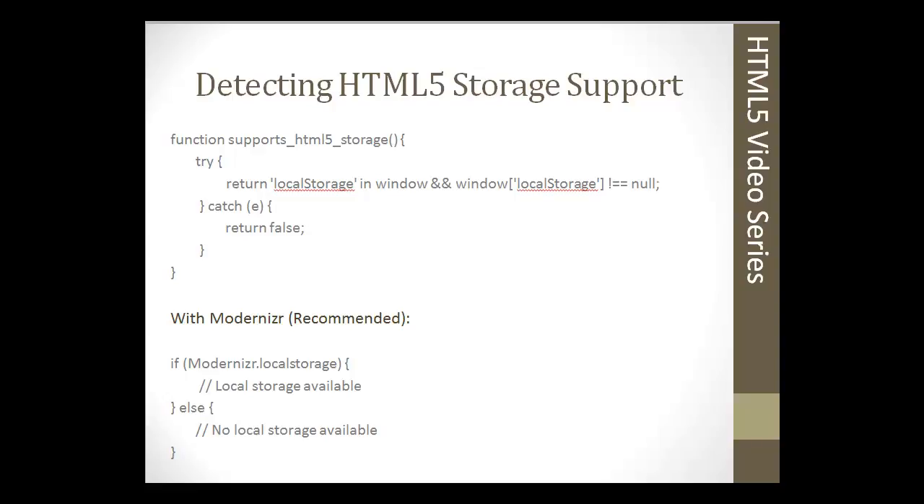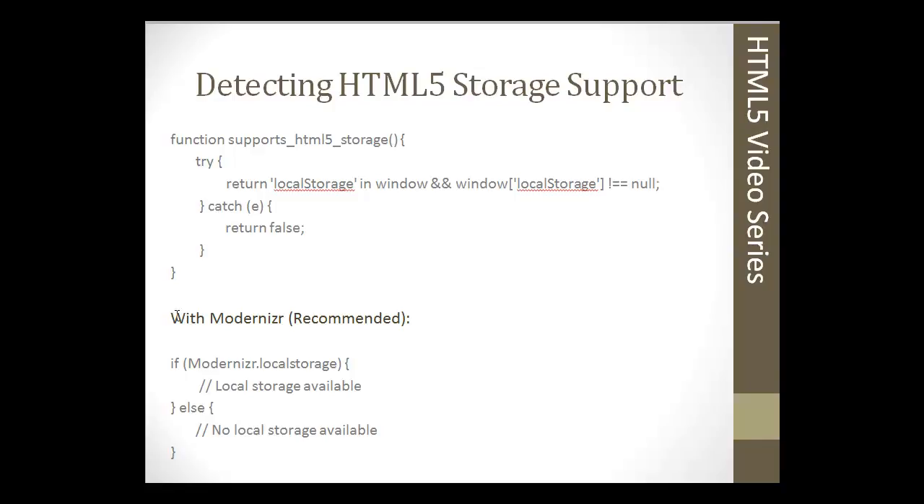And we can do this 2 ways. Well, there's more than 2 ways, but I have the 2 best ways here. One is to create this function, supportsHTML5Storage, and what it does is it tries to return localStorage, and if the window object and the localStorage property are null, then it returns false. And this is the try catch. I haven't really explained any of that, and it's really beyond the scope of this.